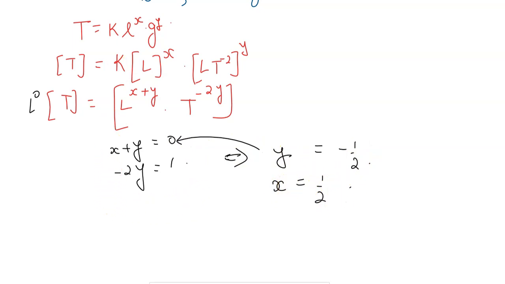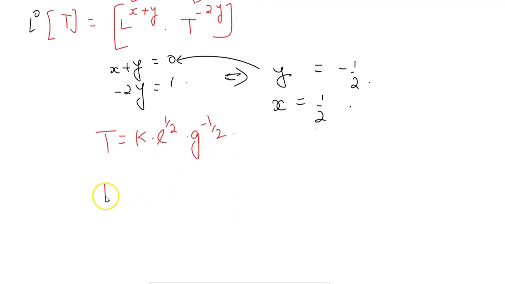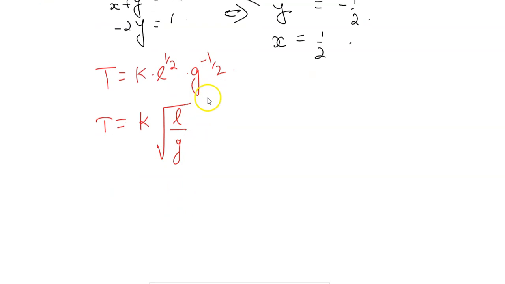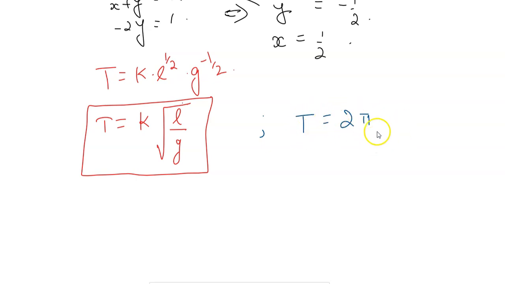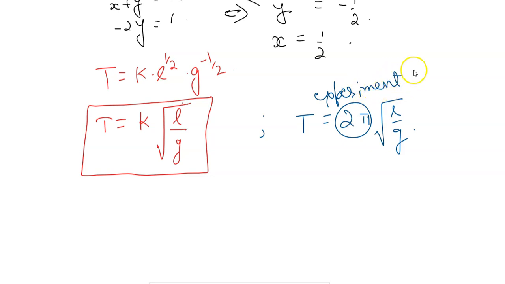That means we get the equation now. T is equal to K L raised to 1 by 2 and G raised to minus 1 by 2. So T is equal to K root over L by G. This is the time period of the pendulum, provided that here we do not know the constant. That's all we can do using dimension. But really, the formula of the time period of the pendulum is 2 pi root L by G. So how did we get this 2 pi? This is using experiment. We could have followed some experiment and we would have got the exact value of the constant. But this is what we can get using dimension.